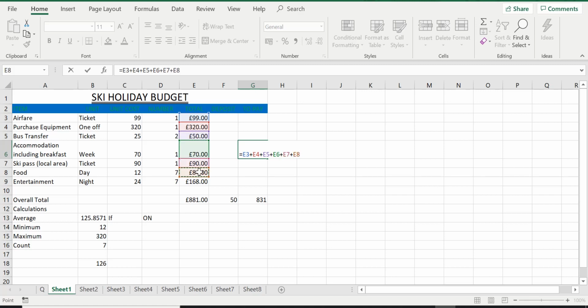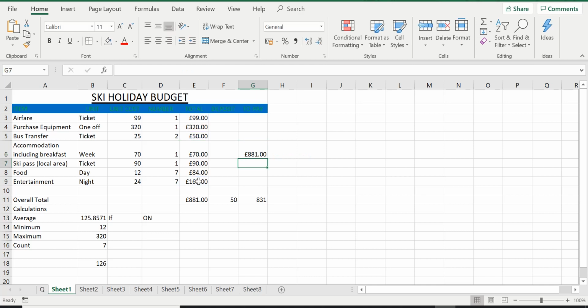This is a lot of work. Look how long this formula is becoming. Don't need anything there. Press enter. Now look, I get the same answer, but look in the formula bar, this is quite long.